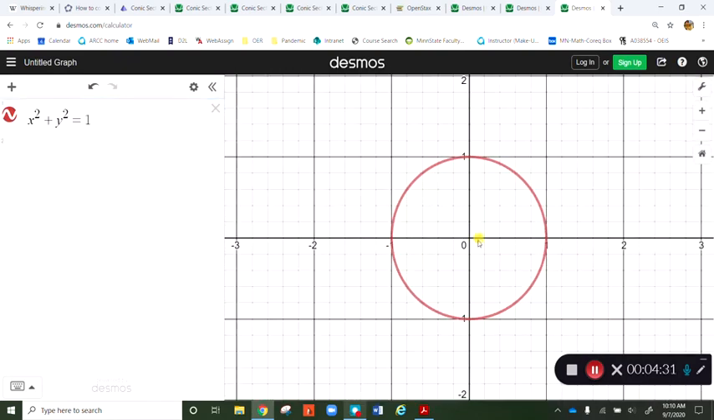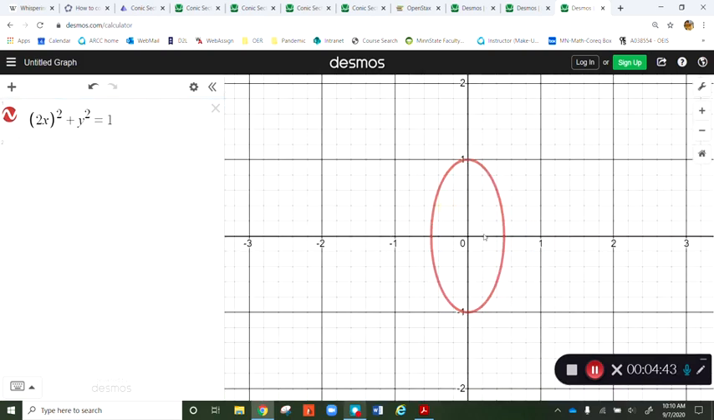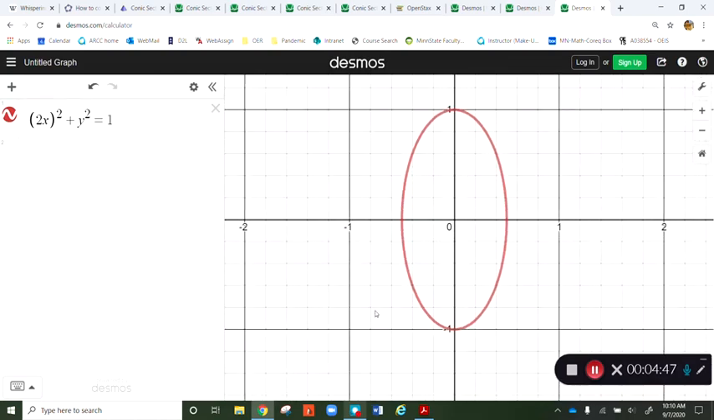Here's my unit circle. Instead of subtracting a number from x and y, let's try getting in here and multiplying. What if I multiply x by 2? Whoa, what just happened? This no longer is a circle. This is now an ellipse. An ellipse is the sort of mathematical exact word for a particular type of oval.